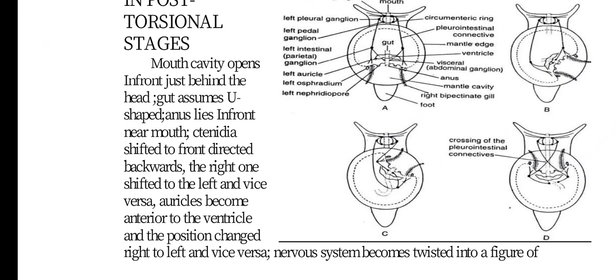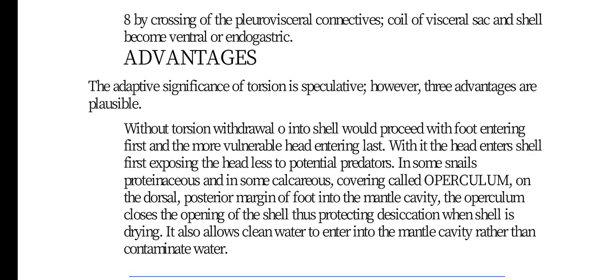Now here are the advantages in molluscan species. The adaptive significance of torsion is speculative. However, three advantages are possible. Without torsion, withdrawal into the shell would proceed with the foot entering first and the more vulnerable head entering last. With it, the head enters the shell first, exposing the head less to potential predators.